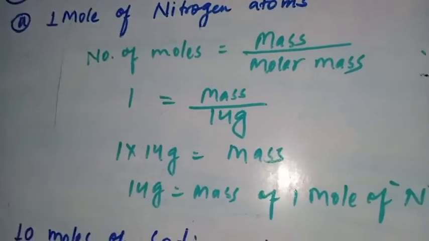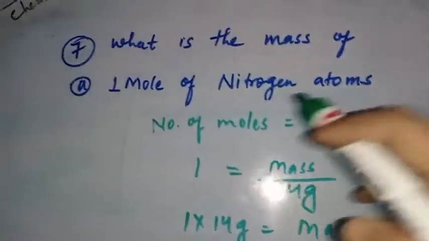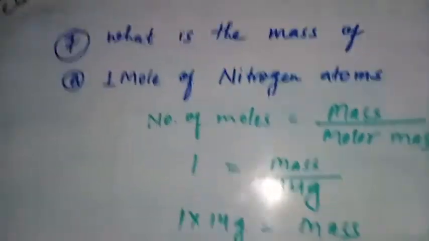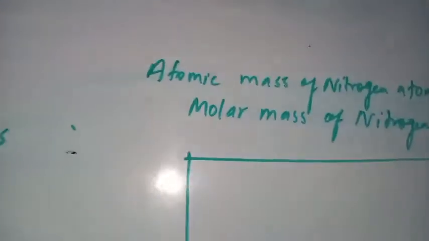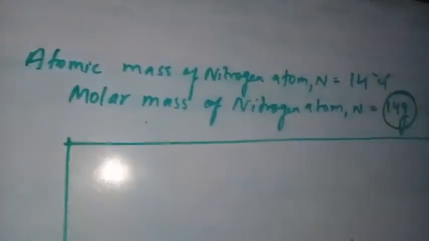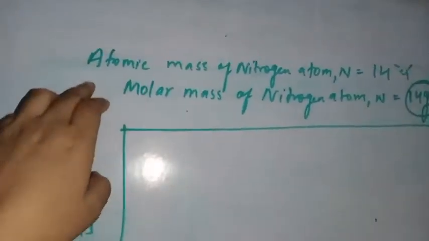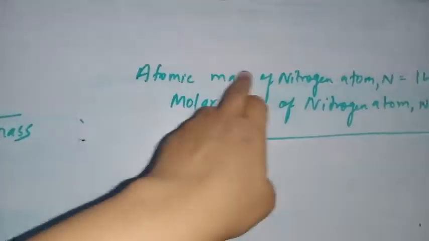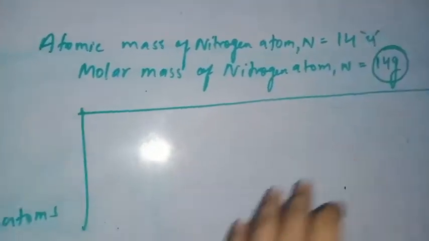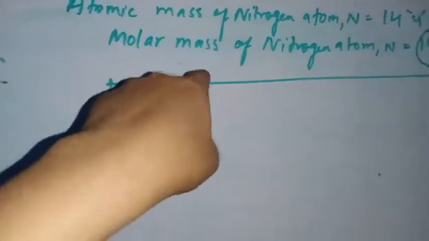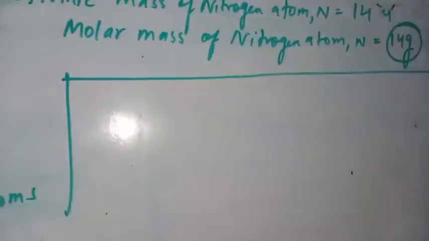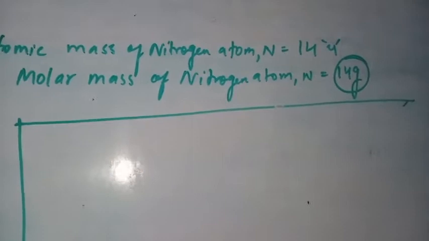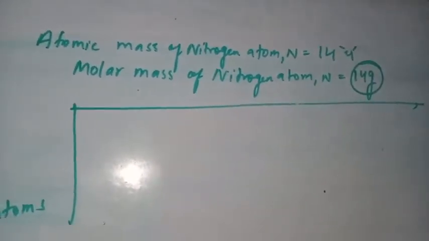There is one more method. The question is asking the mass of 1 mole of nitrogen atom. So the mass of 1 mole of nitrogen atom is nothing but the molar mass of nitrogen atoms, because molar mass is nothing but what? Mass of 1 mole of nitrogen atom. So you can use the unitary method also to solve the question. Here you know the atomic mass of nitrogen is 14 u, so the mass of 1 mole of nitrogen atom will be 14 gram. Like that you can write and calculate.